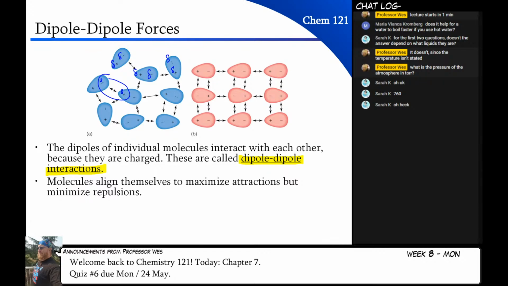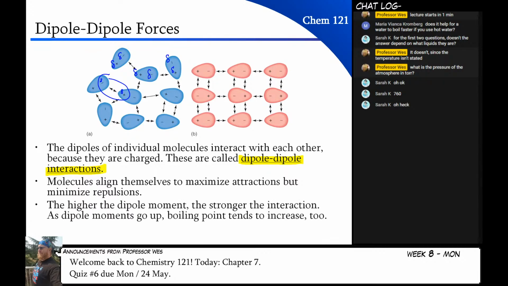If it's polar, it'll have one type of force, the dipole-dipole force. If it's non-polar, we'll have something different, which we'll talk about later. And then there's a special condition of the dipole force that's extra strong, which, guess what molecule has that? It must be water, right? Water has a really high boiling point. It's totally water.